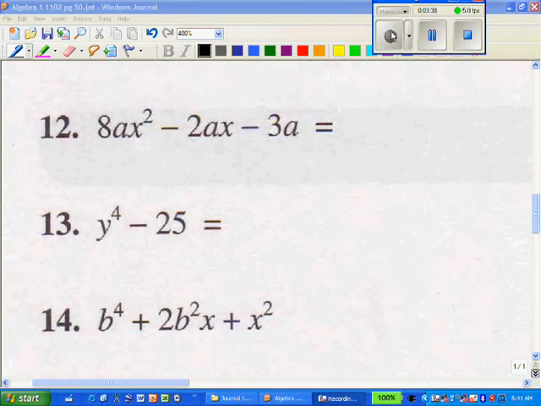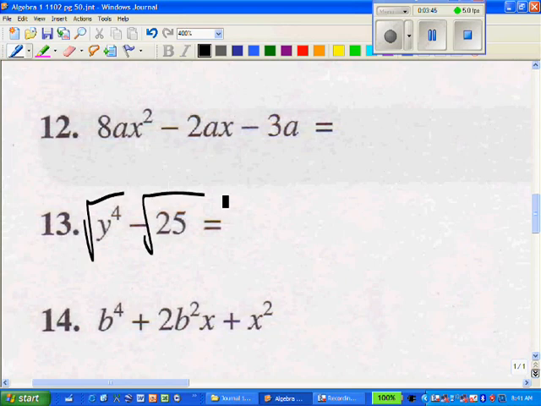Okay, this looks like a perfect square to me. And what that means is that to find my answer, to find my factor, all I've got to do is square root both of these. It's actually the difference of squares.